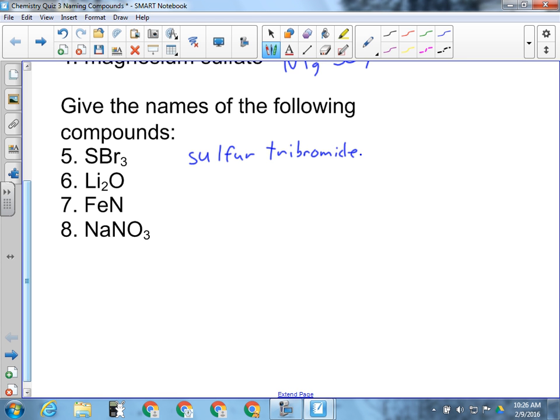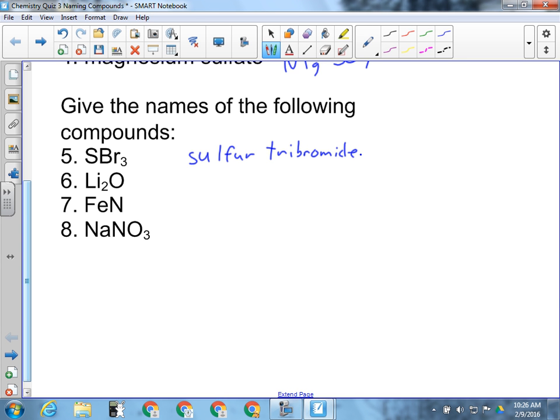Okay, since I did mention before the quiz that chemical names don't start with capital letters, they can't have capital letters. If they do, it's wrong. Okay? All right. Number 6.